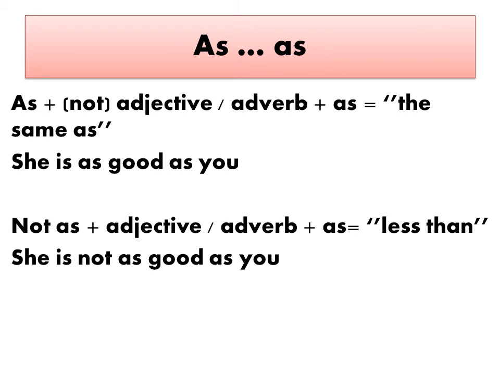Now, this is just a little extra. As is followed by an adjective or an adverb, and as again. If I have as, adjective or adverb, plus as, that will mean the same as. For example, she is as good as you. Not as plus adjective or adverb plus as will be the negative and it will mean less than. For example, she's not as good as you, meaning she's less good than you are.